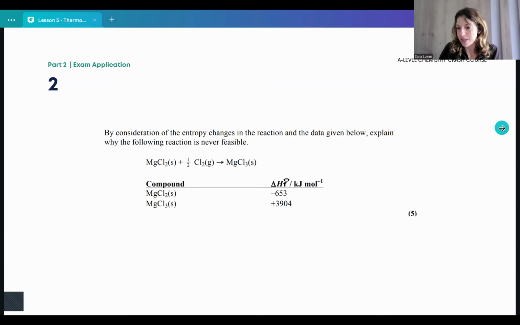Okay, we're ready for the next one. It's a 5 marker, so now we're going for a lot of marks. Let's see how we link now feasibility to entropy formation. Take a moment, 5 minutes, to try this, because I don't think it's a super straightforward one. Okay, let's go.